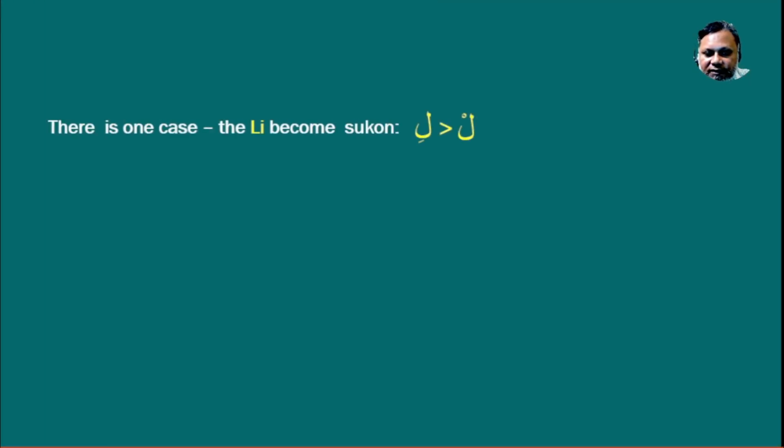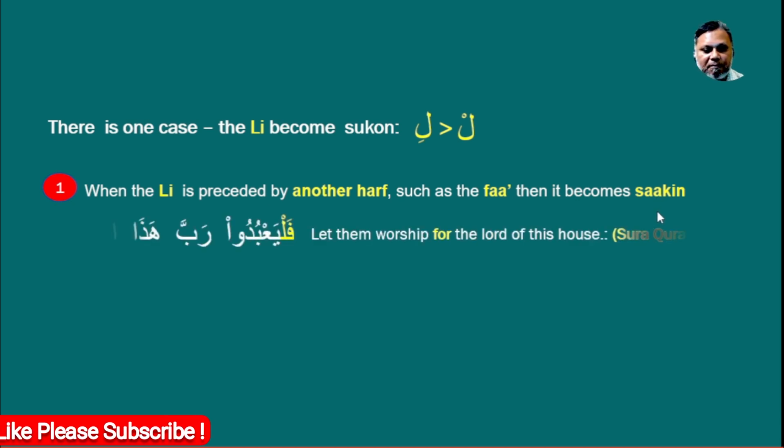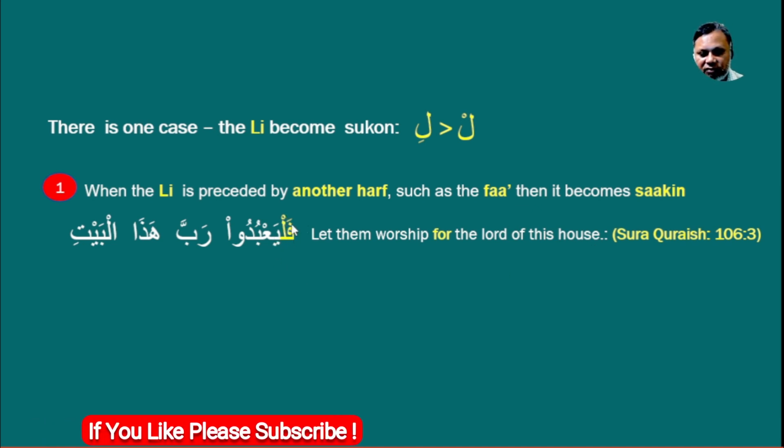Now there is one case where the li becomes lam with sukun. The li becomes a jazm particle. When li is preceded by another harf, such as the fa, then li will become sakin. Like fal yabudu rabba hazal baiti. Let them worship the Lord of this house. Here this is the li. Because of the fa before it, the li becomes lam with sukun.